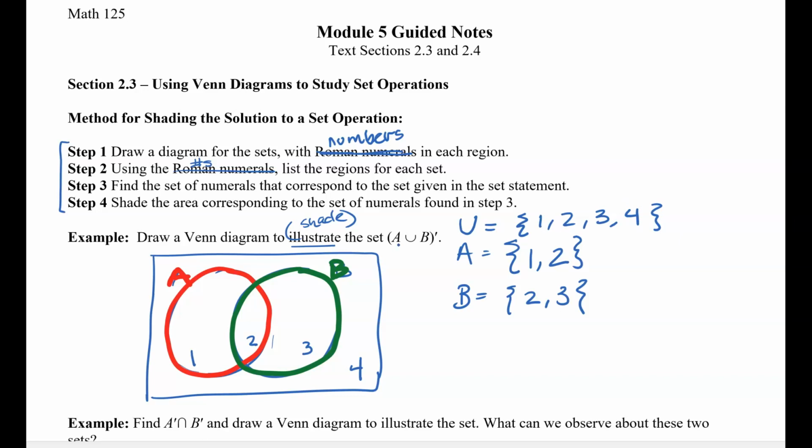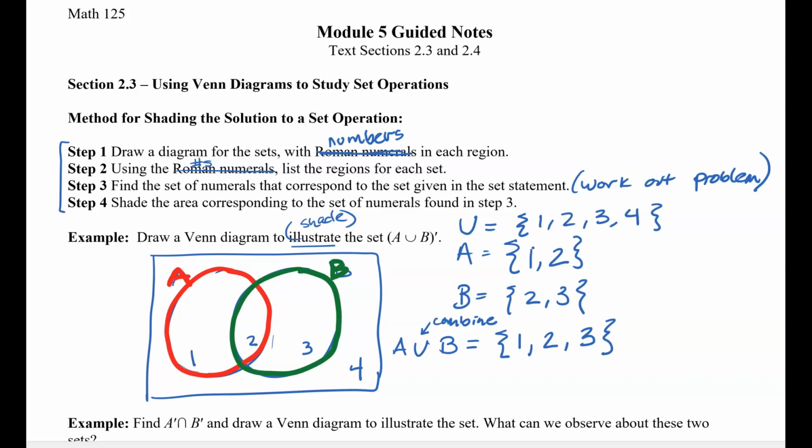Now that we have that, we can go ahead and do A union B complement. So step 3 is we're going to actually work out the problem. So we labeled the diagram, we wrote out the sets, now we're going to work out the problem. So to do A union B, I'm going to look at these sets. Remember, A union B just means to combine. Anytime you see that U symbol, which is union, it means to combine sets A and B. So put all of these together. So we've got a 1, a 2, a 2, and a 3. I'm only going to list the 2 once, I don't need to list it twice. So I've got a 1, a 2, and a 3.